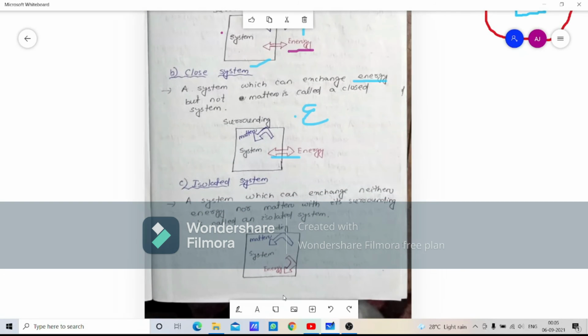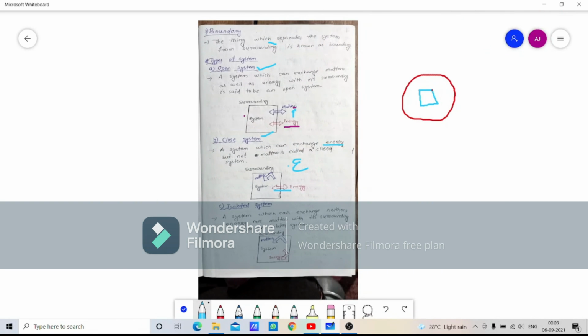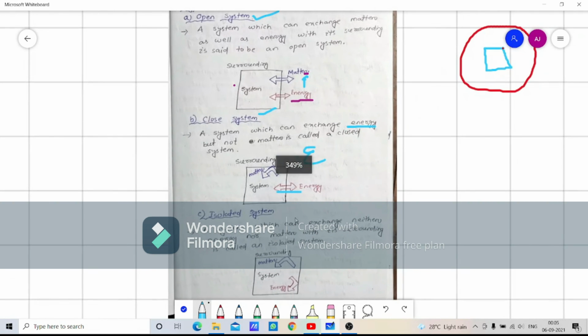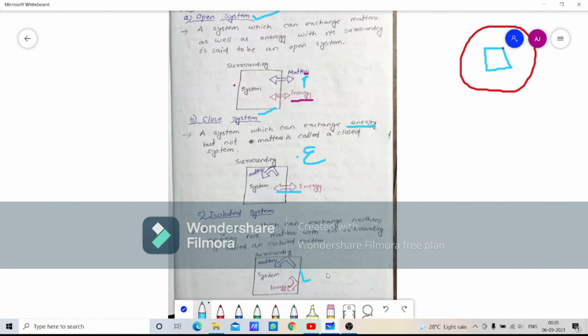An isolated system is a system in which you can exchange neither matter nor energy. That system is known as an isolated system. A system which can exchange neither energy nor matter with its surroundings is called an isolated system.